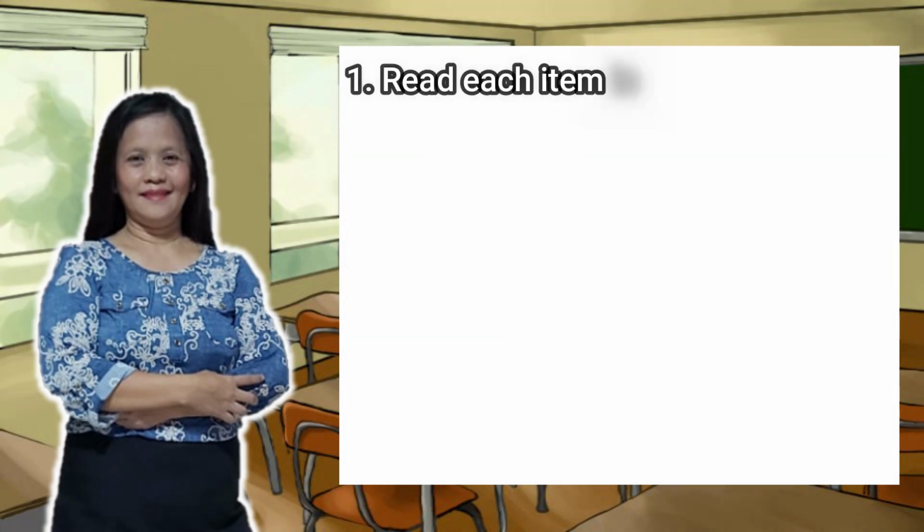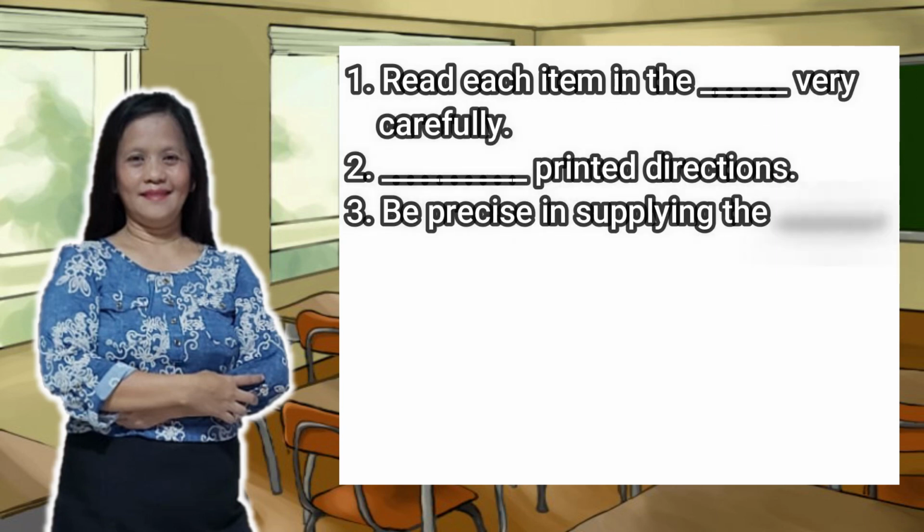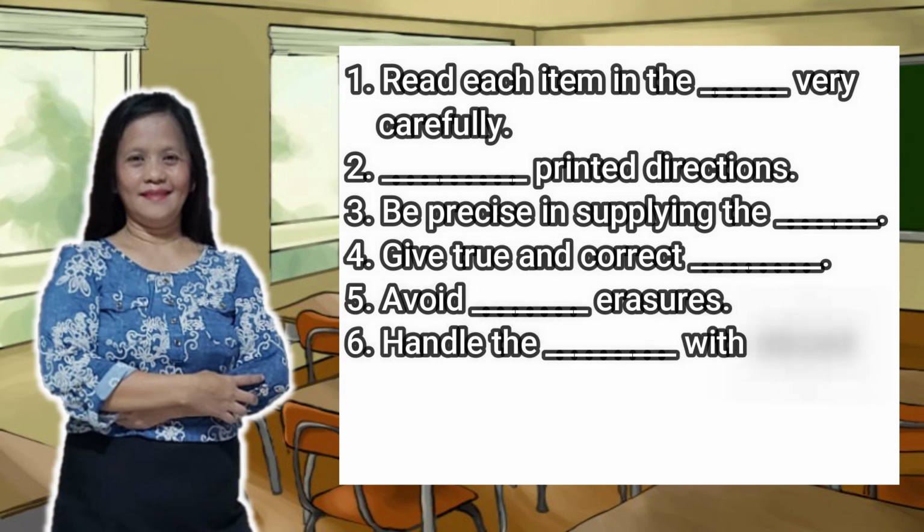Okay. When filling out forms, number 1, read each item in the blank very carefully. Number 2, blank printed directions. Number 3, be precise in supplying the blank. 4, give true and correct blank. Avoid blank erasures. Handle the blank with utmost care. So what did you learn from this activity? You just learned that a form requires a lot of information, and the good news is that you know most of those because they are about you. Take note, all forms must be filled out correctly, completely, and neatly.